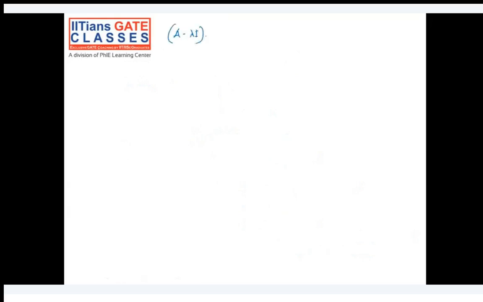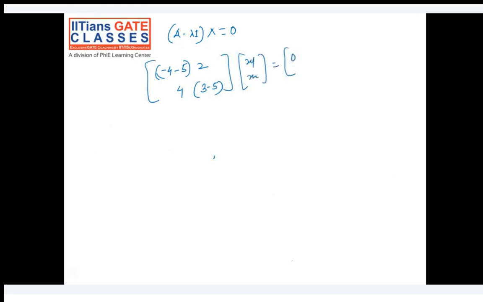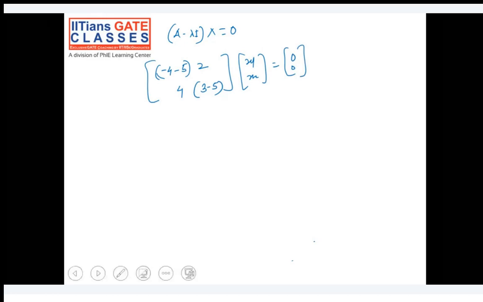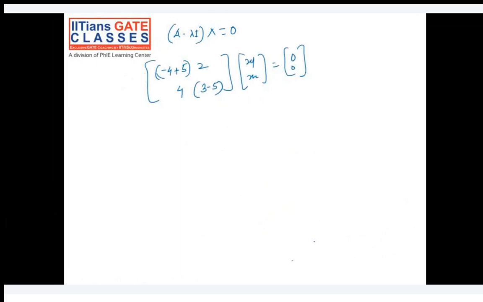So what is A minus lambda? Minus 4, minus 5, right? 2 as it is, 4 as it is, 3 minus 5, into X1, X2 equal to 0. Correct. So by this method also you can solve (A minus lambda) times X equal to 0. Lambda we are considering as minus 5, so minus minus will become plus. Here also, A minus lambda we are doing, right? Here also it will become plus.